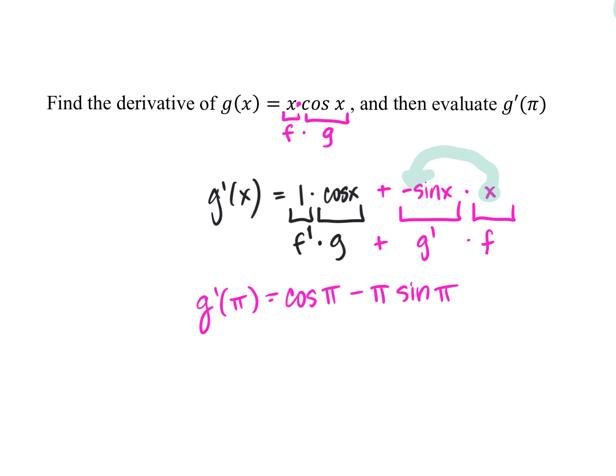Okay, g prime at pi. Cosine at pi. What's the x coordinate? At pi. -1. Beautiful. So g prime at pi is -1 minus pi times the sine at pi. Right, the y coordinate there is 0. So would it just be 0? This would just be 0. So it's -1. You got it.